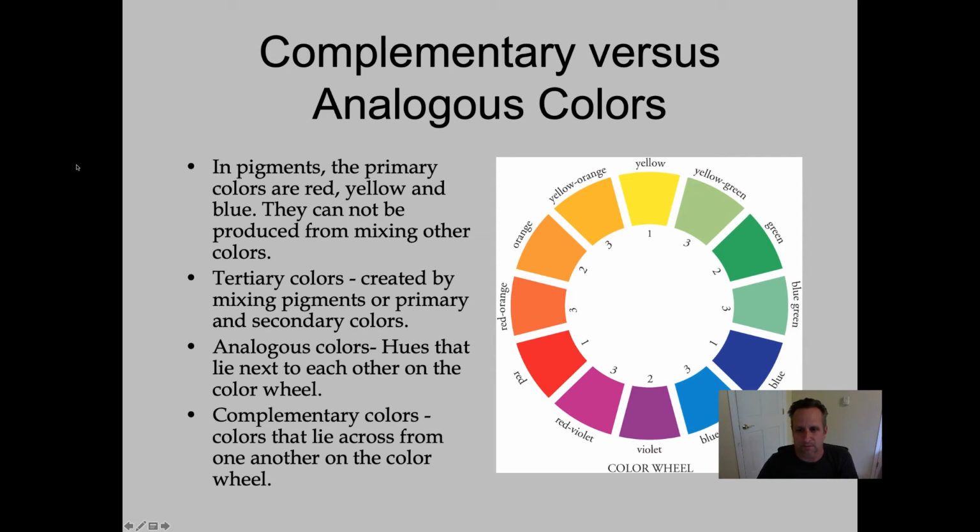We can look at complementaries, and also analogous. So we can create different color schemes by the way things are organized in the color wheel, which can make more interesting compositions if you really think about color a little more closely than just randomly thrown colors together.